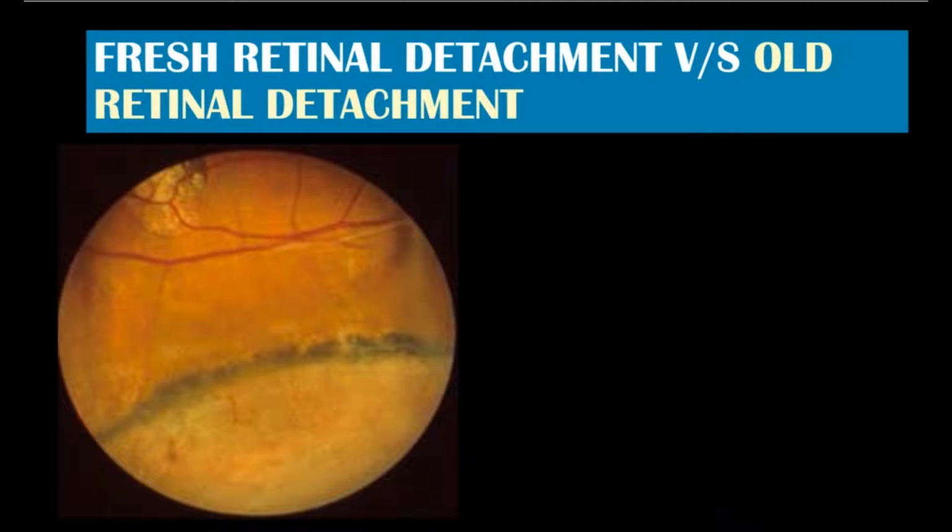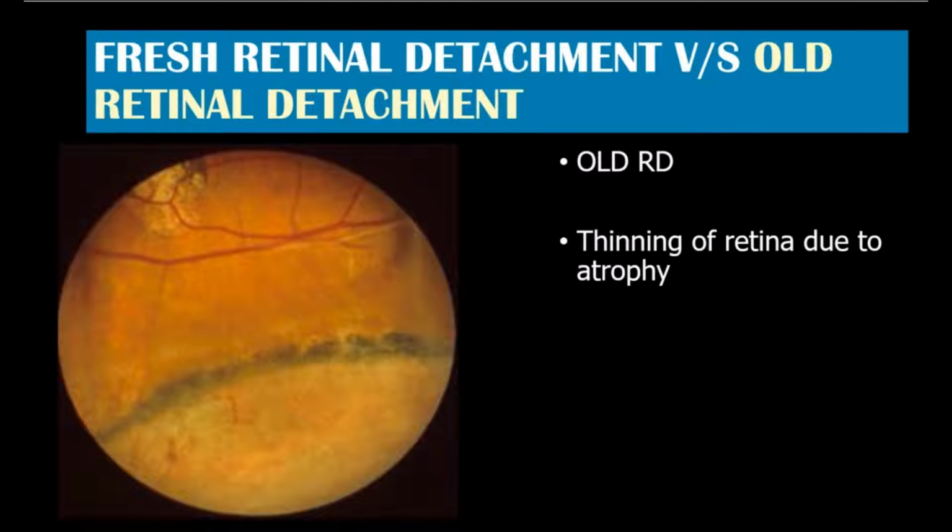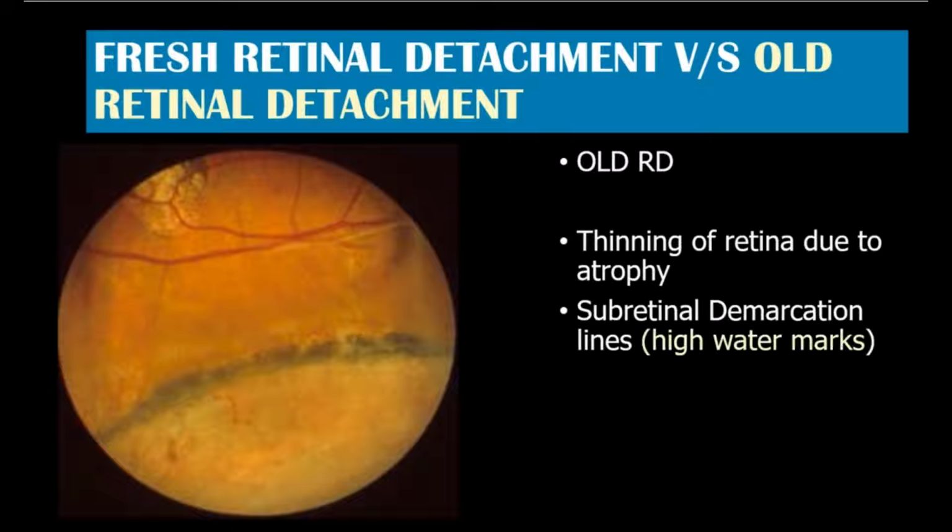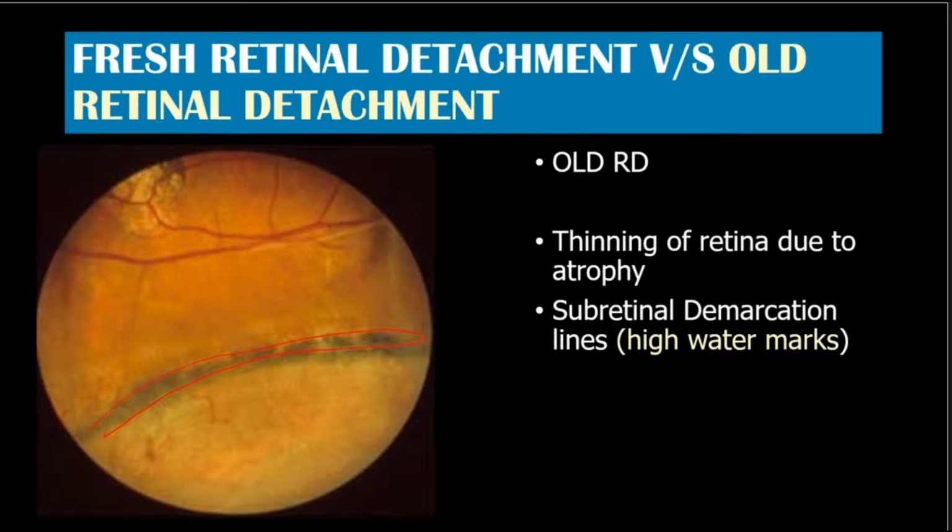The next one is the old retinal detachment. So, how do you actually identify an old retinal detachment? An old retinal detachment is usually associated with thinning of the retina, and also there will be atrophy. So, you're not going to see that bullous appearance of an acute rhegmatogenous retinal detachment. Moreover, an old retinal detachment is going to have these subretinal demarcation lines, or high water marks, like this. These occur because of the proliferation of RPE cells at the junction of detached and attached retina.